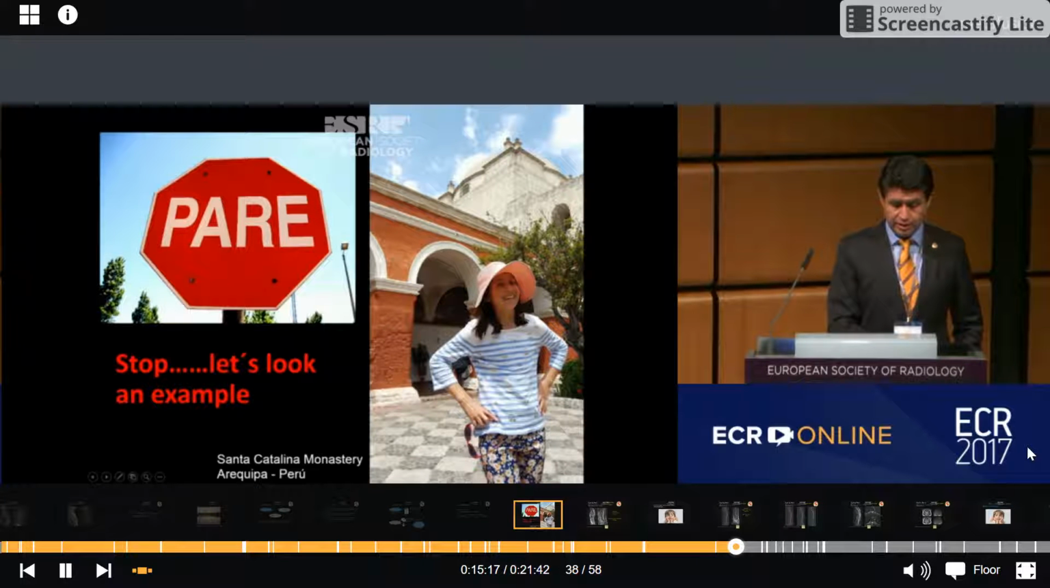This is the monastery, Santa Catalina Monastery in Arequipa.